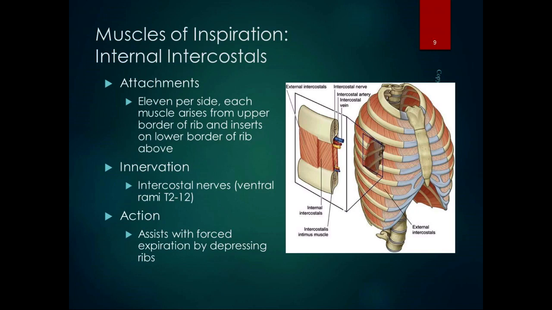So the internal intercostals, they have the opposite fiber direction from the external intercostals. There are 11 per side, and each muscle arises from the upper border of a rib and inserts on the lower border of the rib. So it assists with forced expiration by depressing the ribs, so it pulls in the opposite direction from the external intercostals. It pulls the ribs down. The external intercostals pull the ribs up.